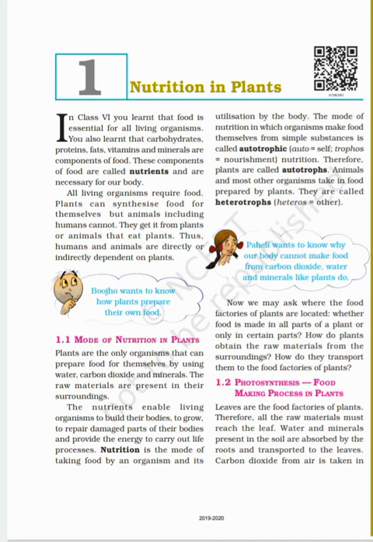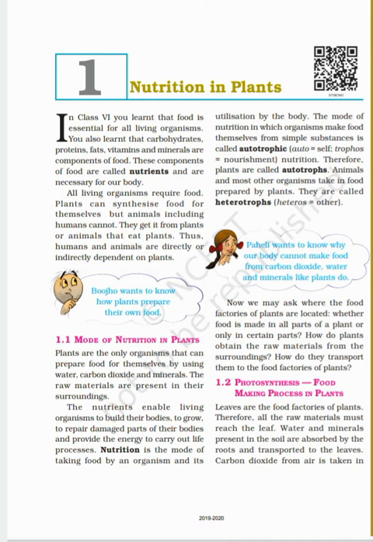There are mainly two types of nutrition. The first one is autotrophs and the second one is heterotrophs. What are autotrophs? Let's discuss autotrophs. Organisms that make food for themselves are called autotrophs. Meaning, if an organism can make its own food by itself, then that organism is called an autotroph.